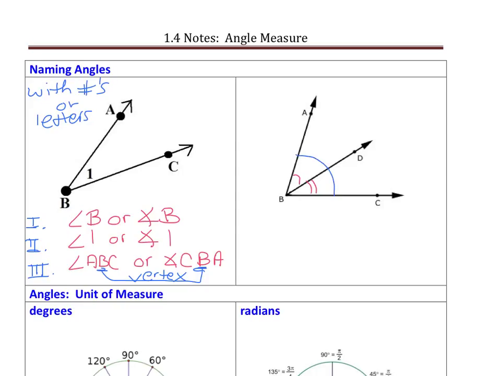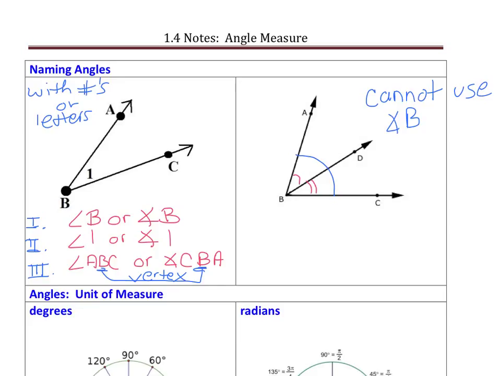So in this type of diagram, we cannot use the notation angle B any longer because it's unclear what angle of the 3 we would be talking about if we talk about that common endpoint or vertex B. So we cannot, oops, I forgot my E here, we cannot use angle B.